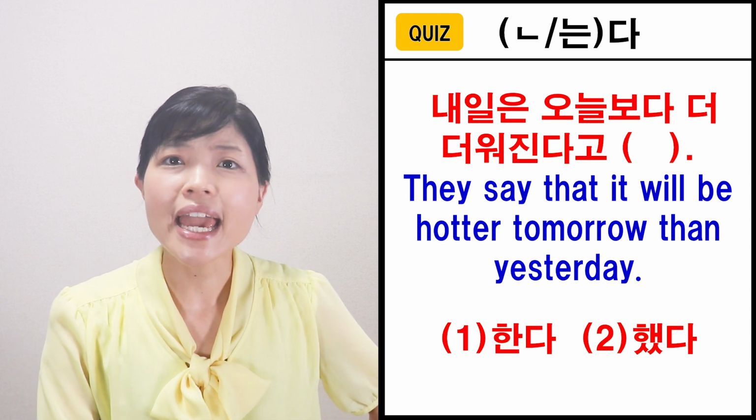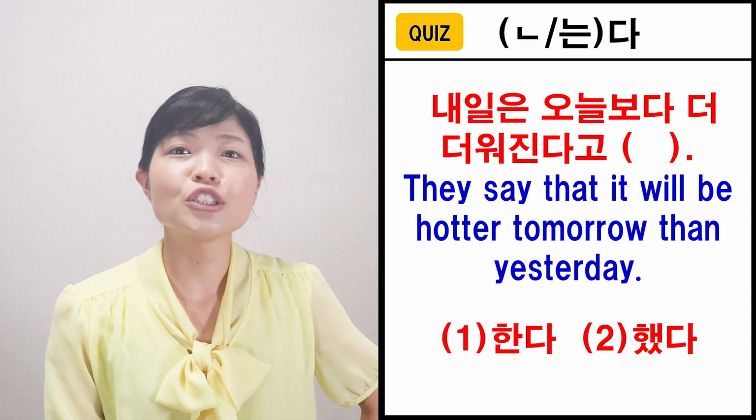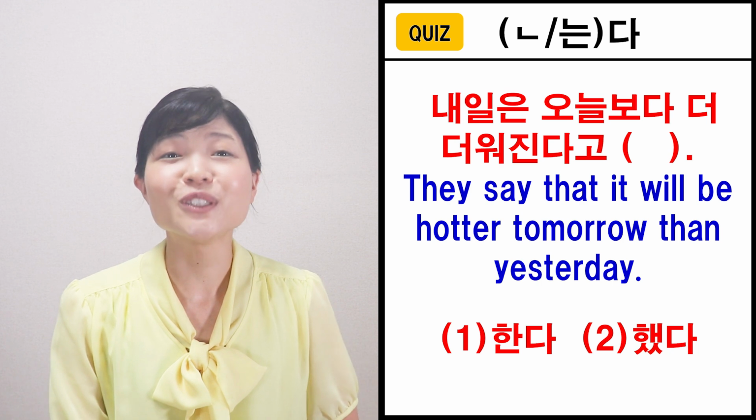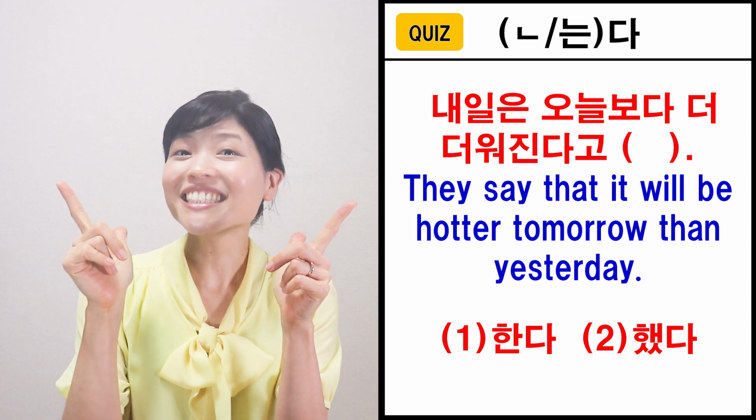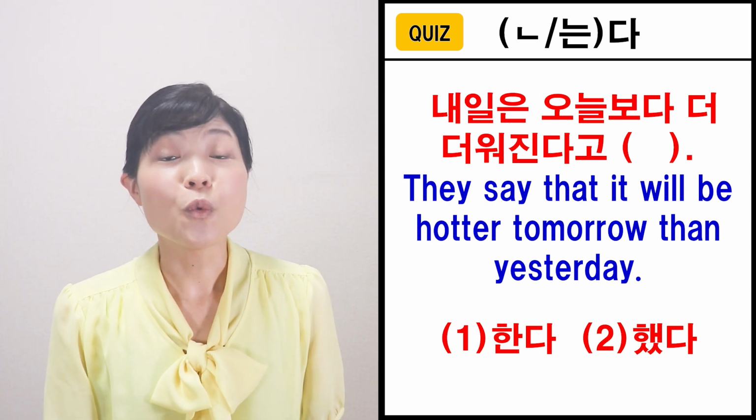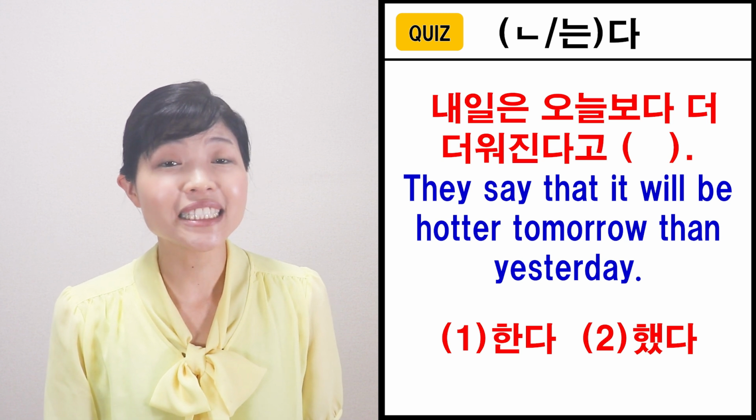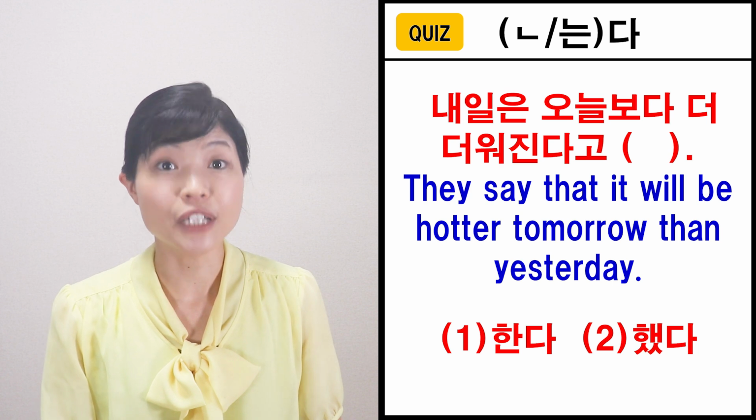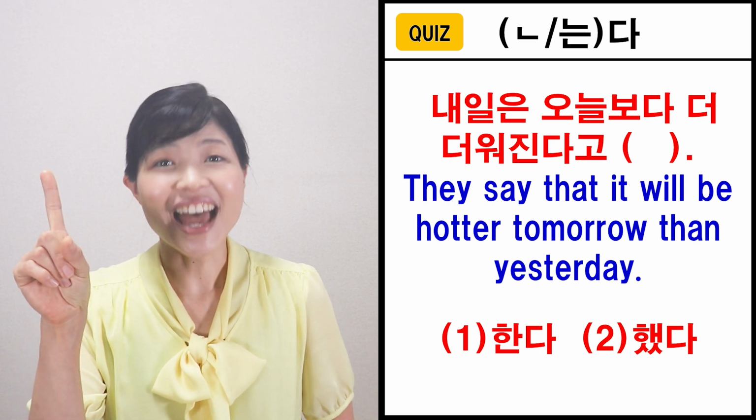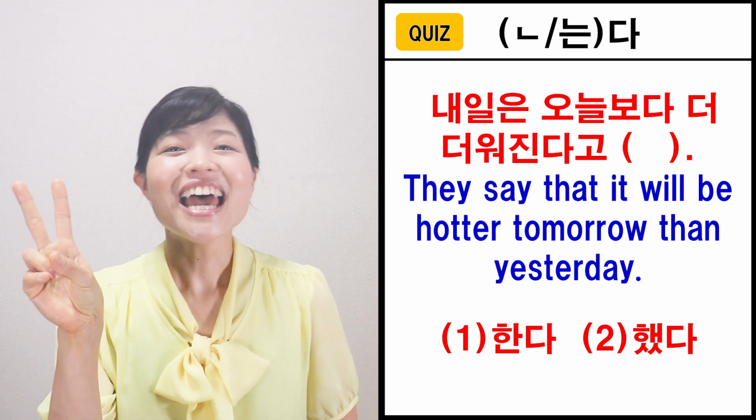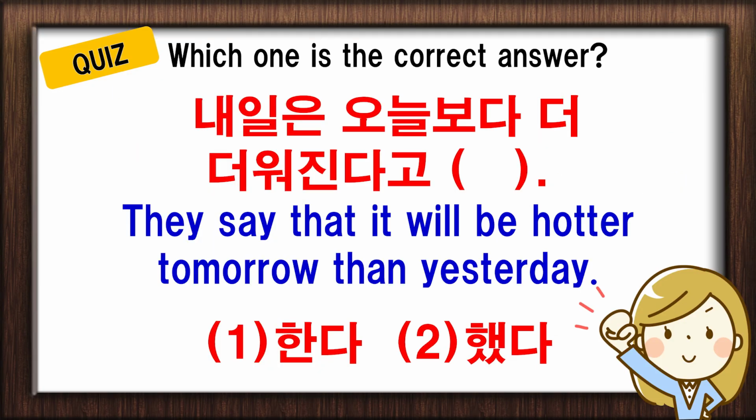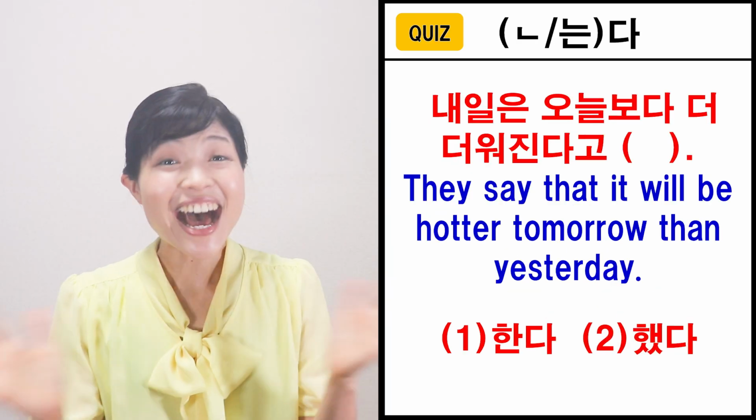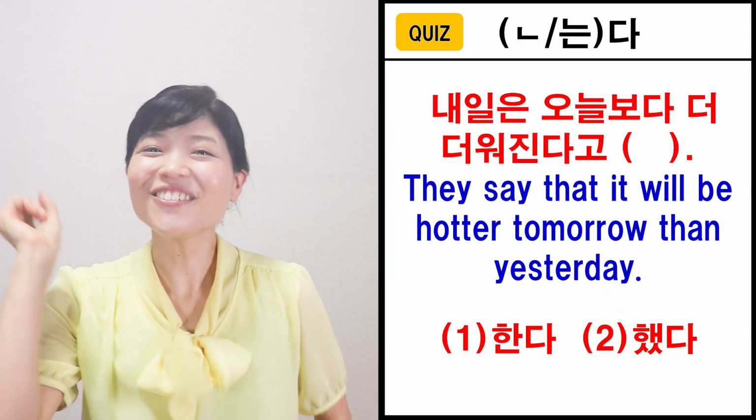Okay, enough for singing. Now let's deepen our understanding of this grammar with a few simple questions. Which one is the correct answer? 내일은 오늘보다 더 더워진다고. They say that it'll be hotter tomorrow than yesterday. Number 1, 한다. Number 2, 했다.